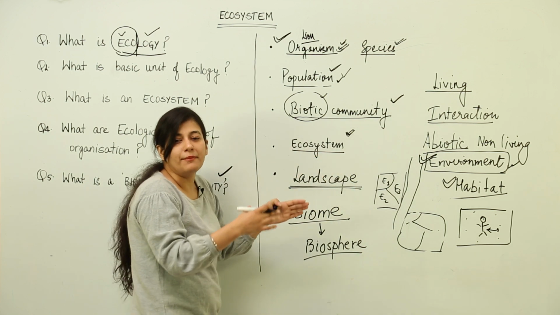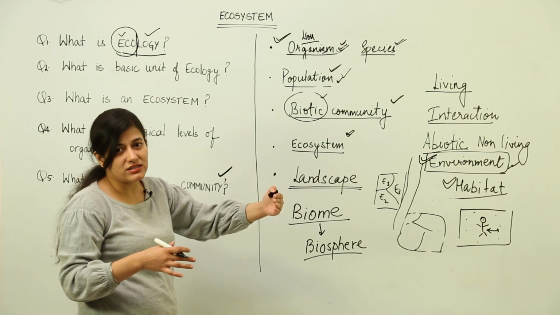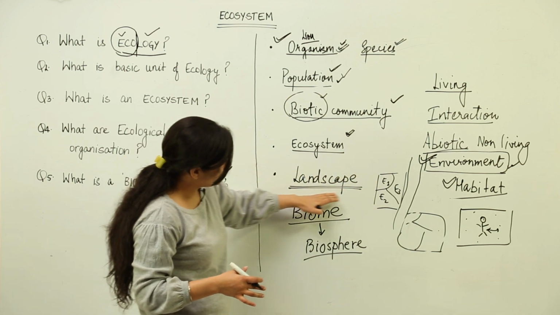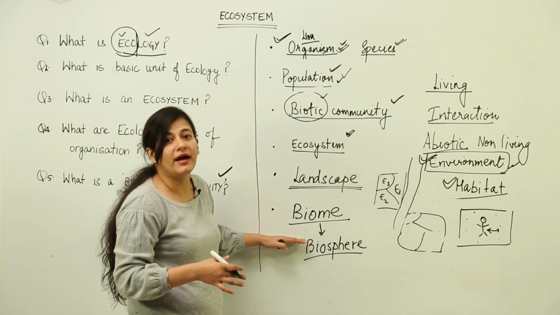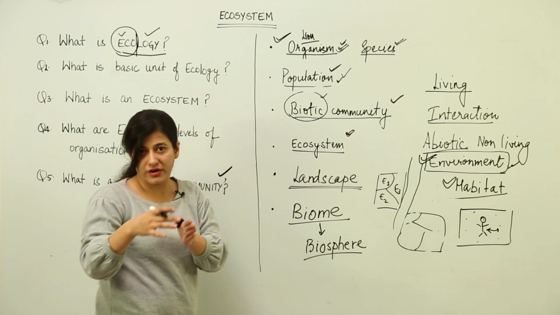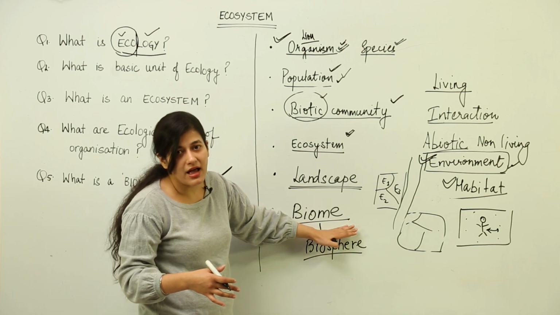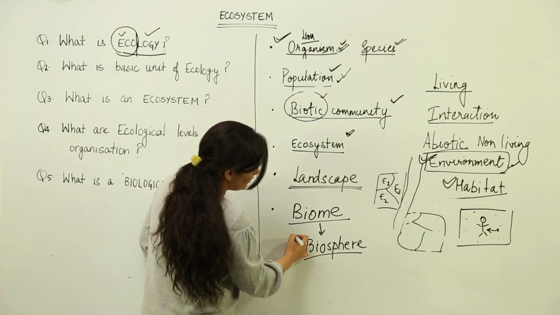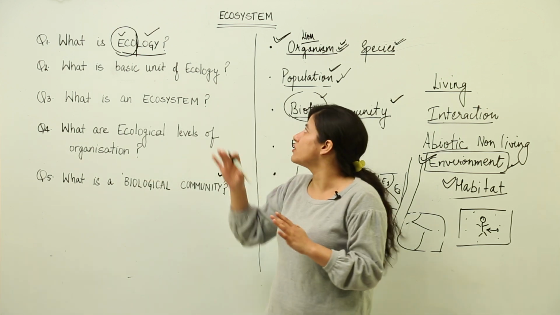Now, if that forest happens to be separated by some mountain range or by some river from another landscape, which is a desert landscape, then that particular region of ecosystems would form the landscape. Many landscapes would form the biome, like supposedly I am talking about there is a desert, there is a mountain range, then there is a forest. So that would form the terrestrial biome of that particular area, and the region that would comprise all the biomes would be the biosphere.